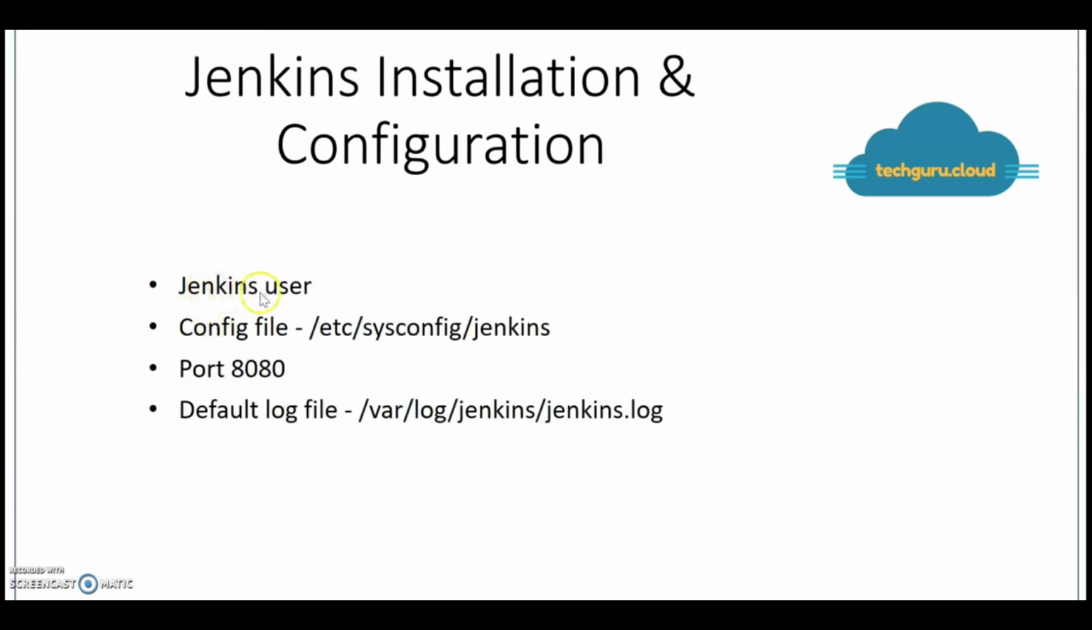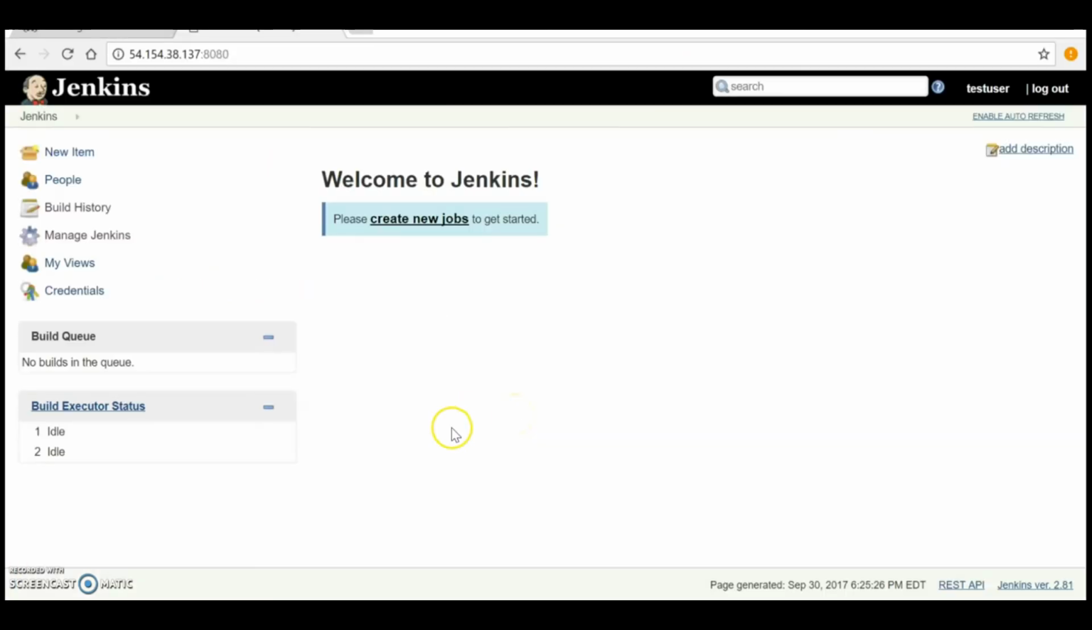And with these steps, what happens is a Jenkins user is created. The config file for Jenkins is etc/sysconfig/jenkins, where all the configuration details are stored. The default port on which Jenkins listens is 8080, and the default log file is /var/log/jenkins/jenkins.log. So if you have to troubleshoot, you can just go to this log file and take a look at the logs. Let's take a quick look at the portal again.